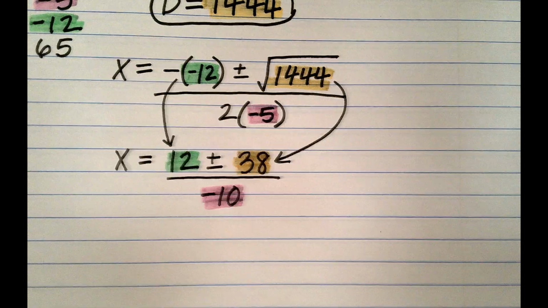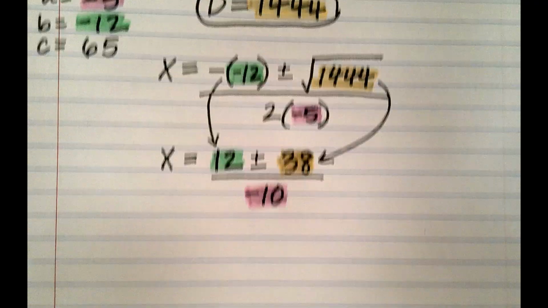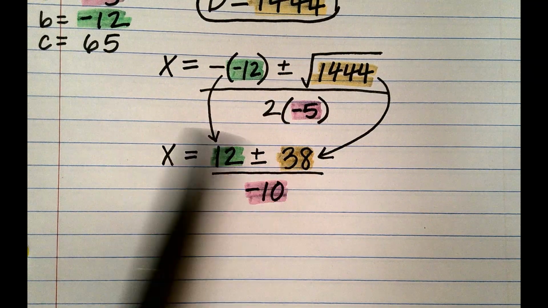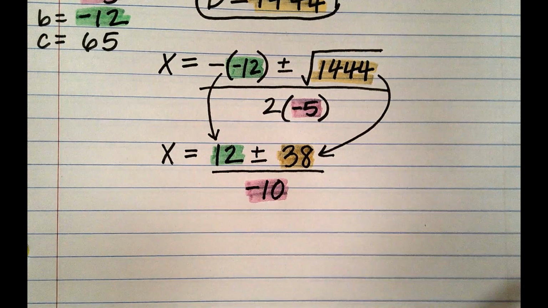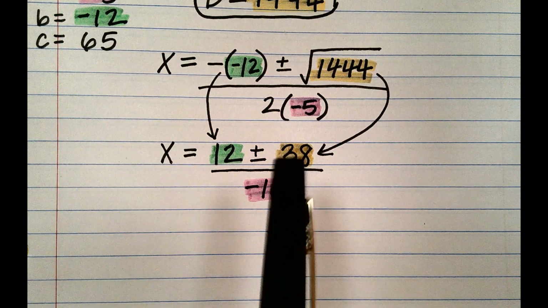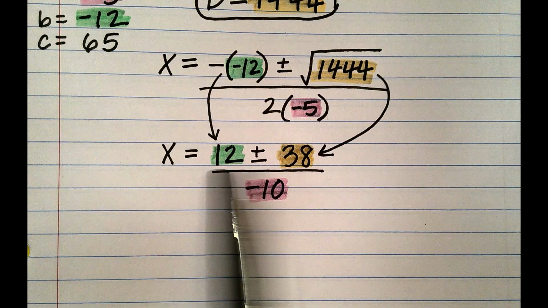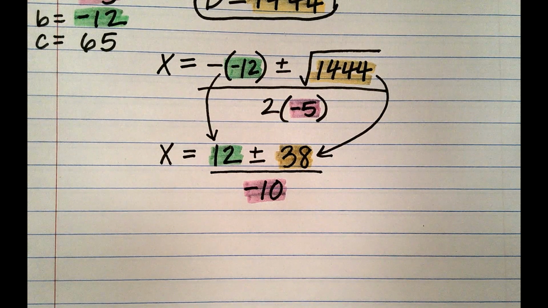Okay, so now at this step, I have a complicated looking fraction. 12 plus or minus 38 divided by -10. So there's a few things we could do here.